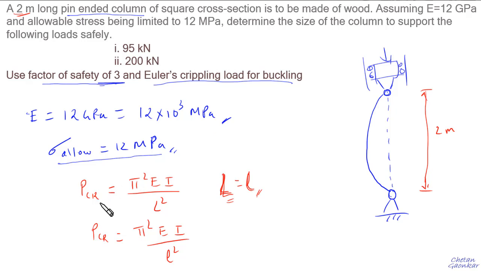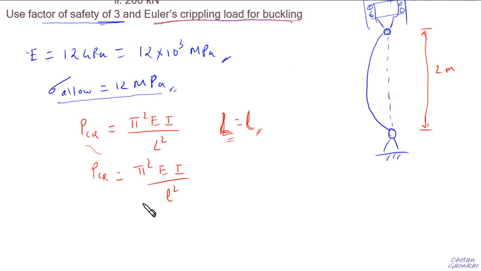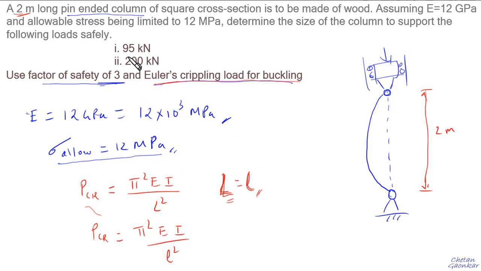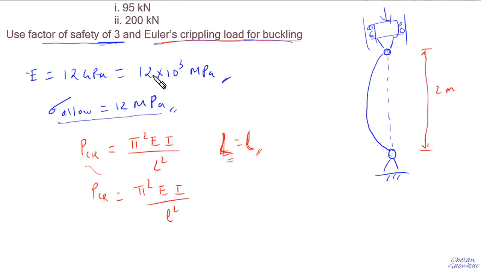So why are we using this as a critical load formula? Because they have asked us to use it. They have asked us to use only Euler's crippling load for buckling, or Euler's critical load for buckling. Since this is our expression for the critical load, the applied loads are 95 and 200 kilonewtons. So for this load we need to actually find the dimensions.